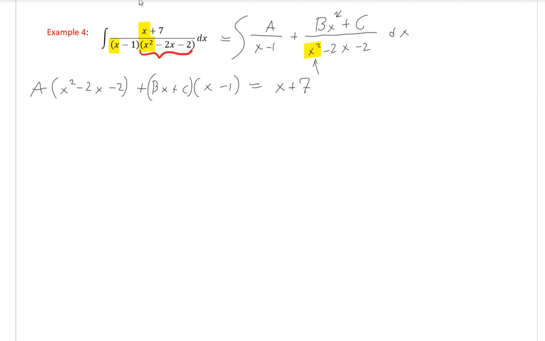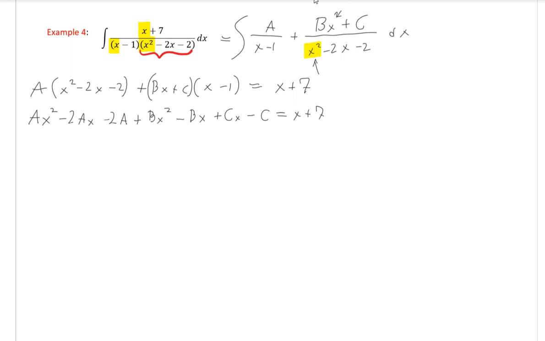All right, so we have a little bit of work to do. For the first one, let's multiply this all out so maybe it's a little bit easier to see, particularly when I have this term. It's not as easy as the last one where I could just combine nicely. I'll say ax squared minus 2ax minus 2a. Then I'm going to have bx times x will give me plus bx squared. bx times minus 1 will give me minus bx. c times x will give me cx. And c times minus 1 will give me minus c equals x plus 7.